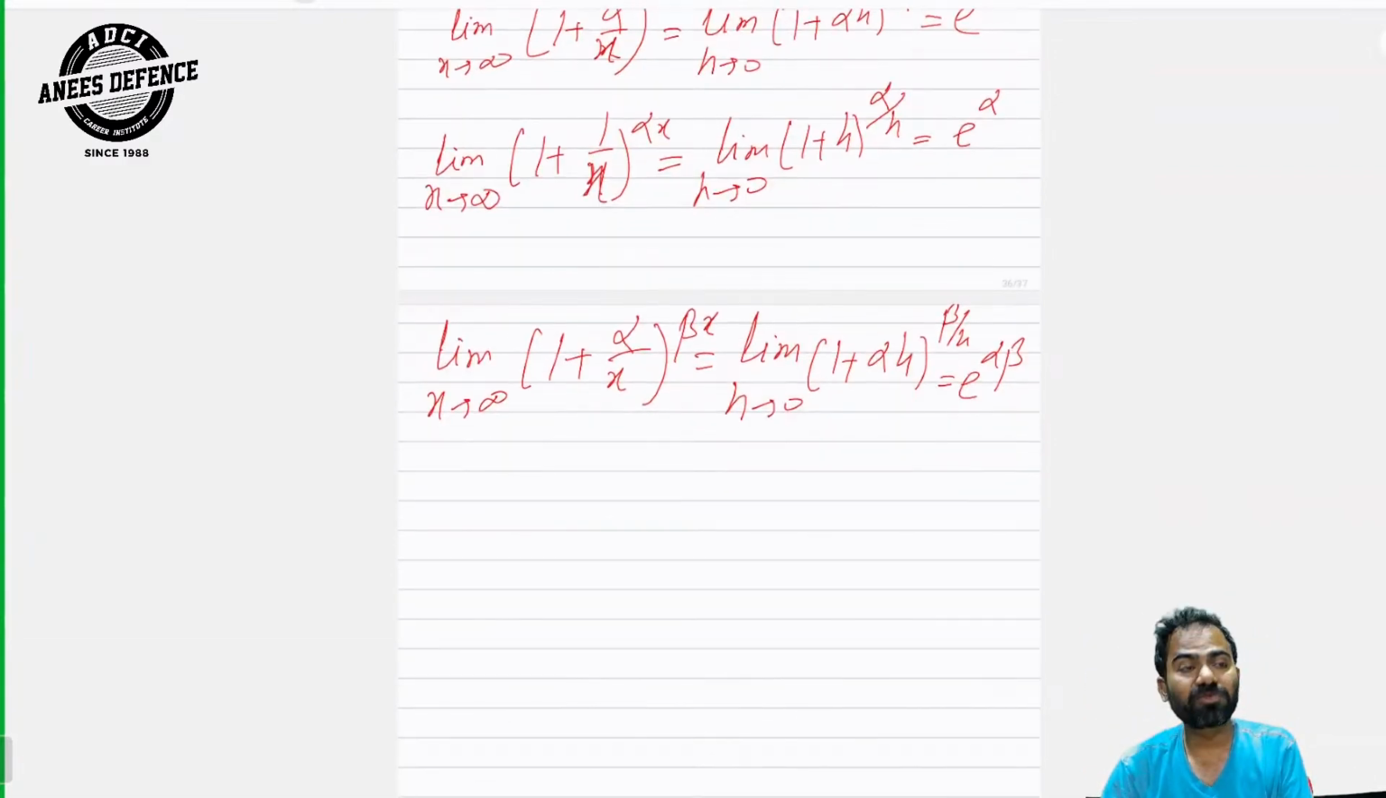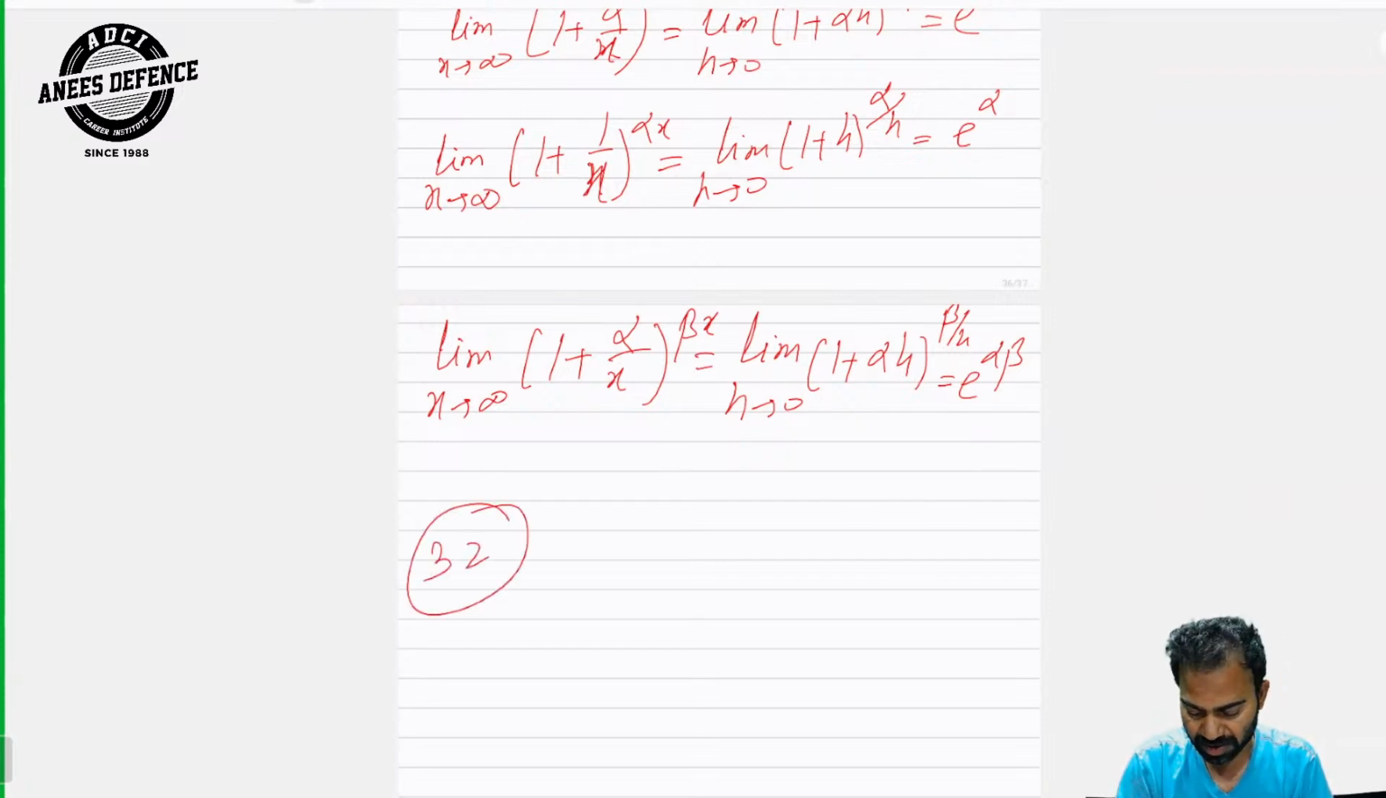And if we combine all the formulas, the result will be limit x tends to infinity, 1 plus alpha upon x whole to the power beta x, equals limit h tends to 0, 1 plus alpha h whole to the beta upon h, equals e to the alpha beta. Okay?